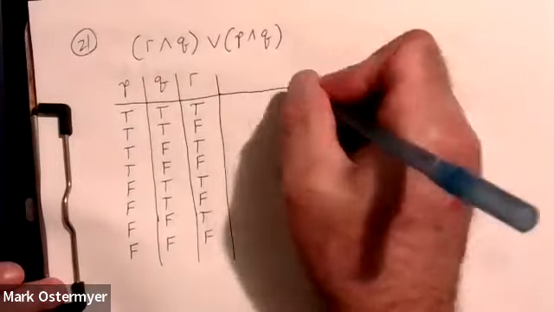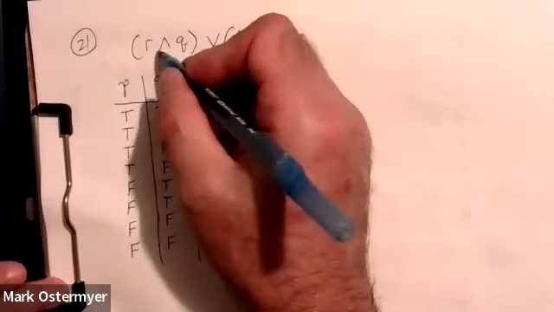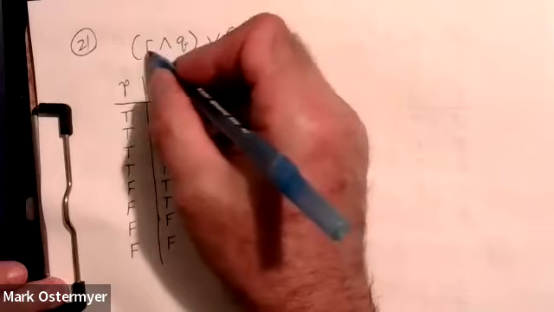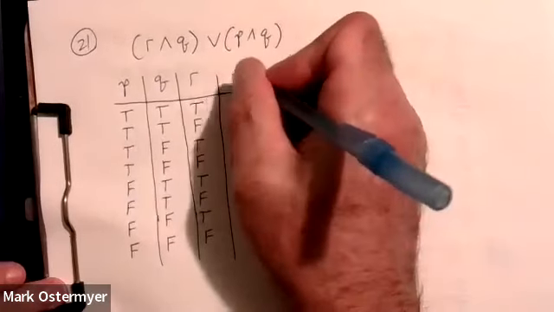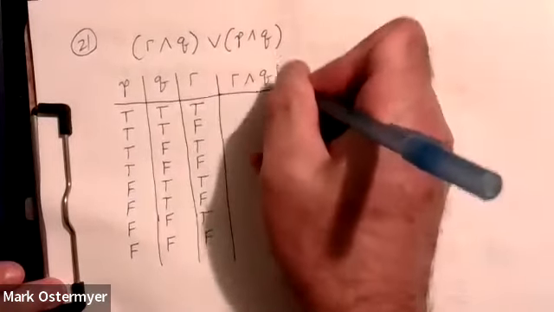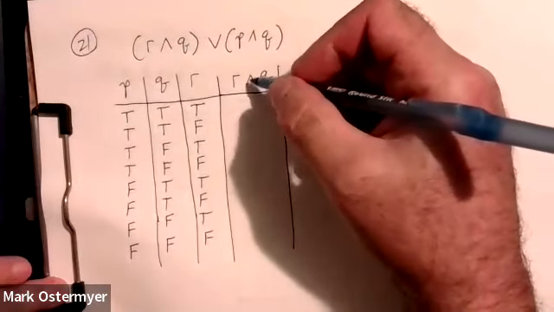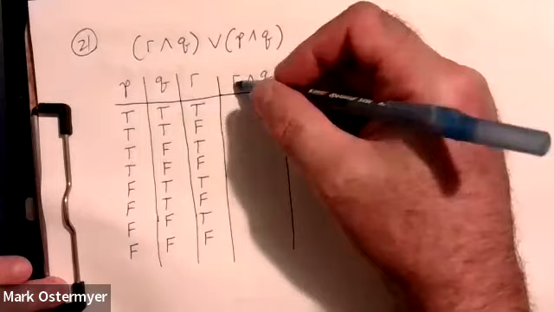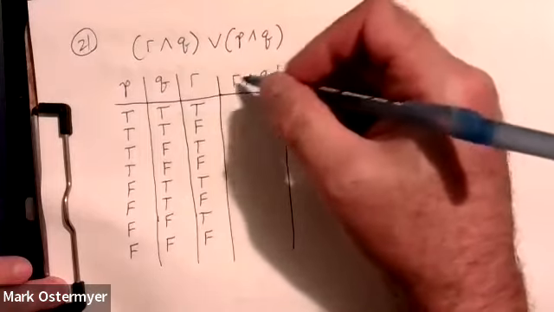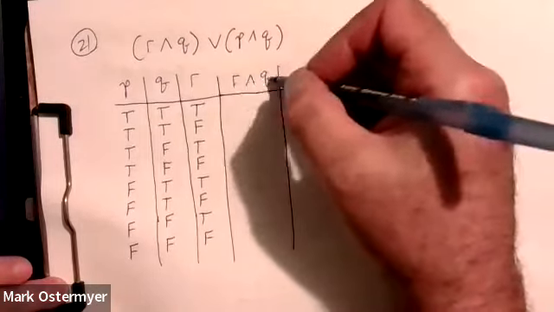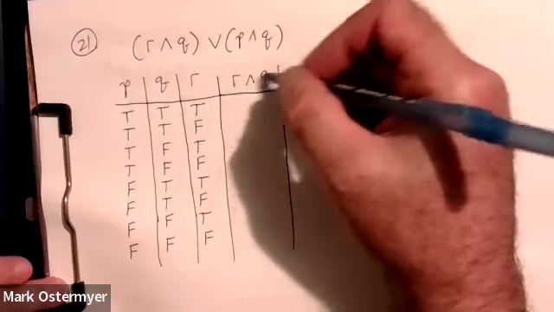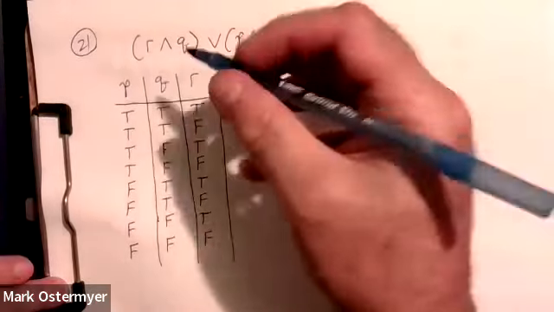Order of operations say that I do what's inside the parentheses first. So I'm going to and R and Q. R and Q will be the next column. Remember, and is only true if both these statements are true. Otherwise, an and is always false. So this conjunction is always true if R is true and Q is true.